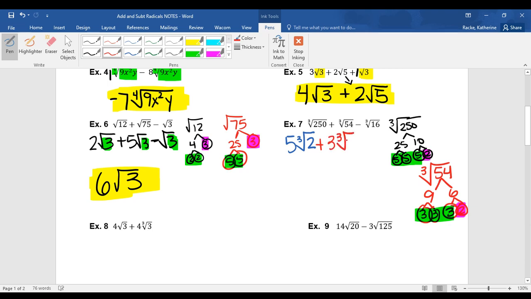Okay, last one, I have minus the cube root of 16. So I'm going to simplify that one now. Okay, cube root of 16 breaks down into 4 and 4, which breaks down into 2 and 2.